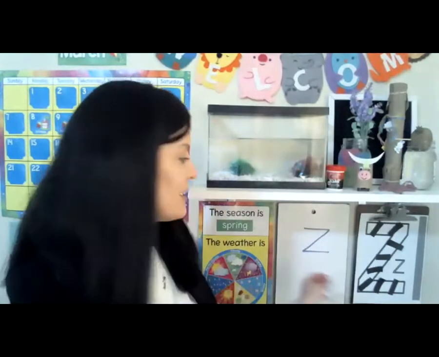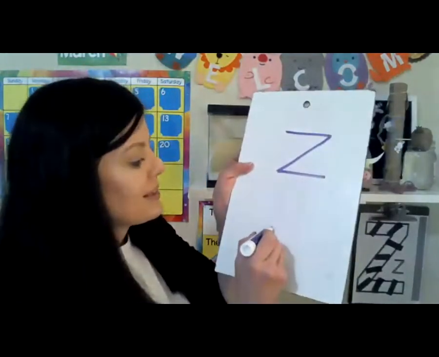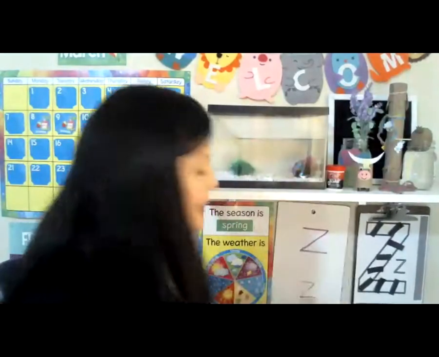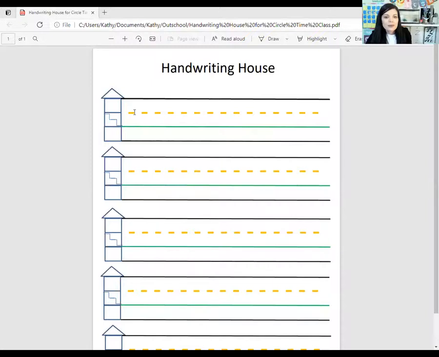And now the lowercase letter Z looks exactly the same. It's just going to be a little bit smaller. So let's try that one out. Zig, zag, zig. On the handwriting house, the lowercase Z is going to be downstairs. So we're going to start in the middle, and we're going to make a line that goes across. We're going to slide down and back. Zig, zag, zig. One more. That's the lowercase letter Z.